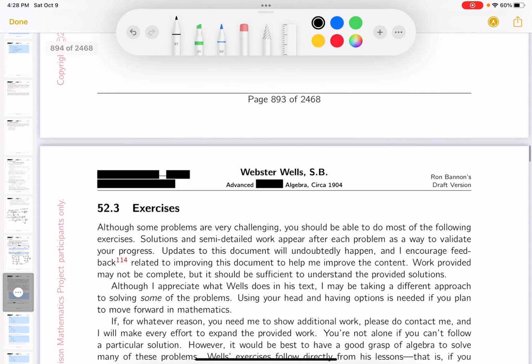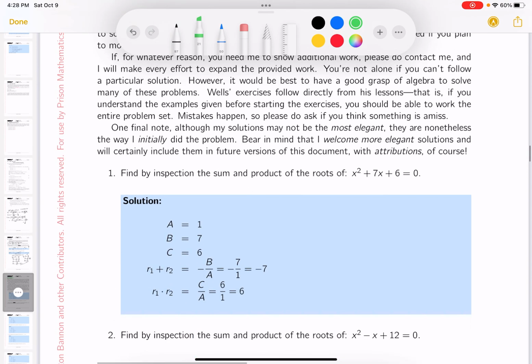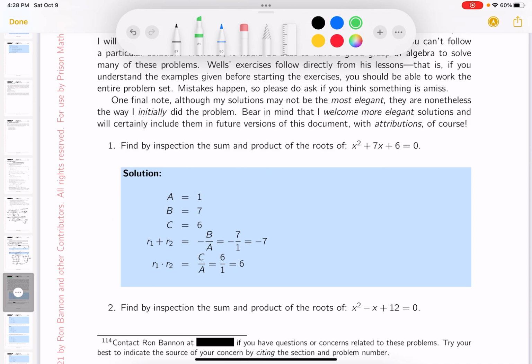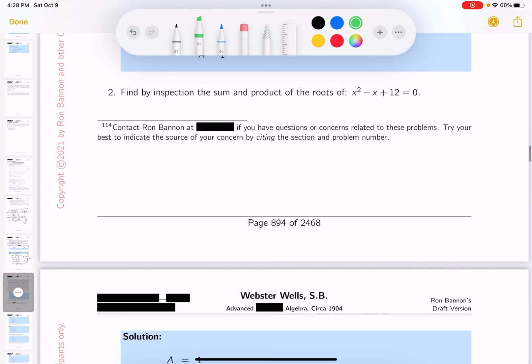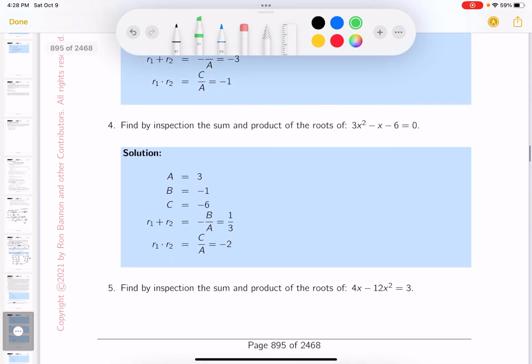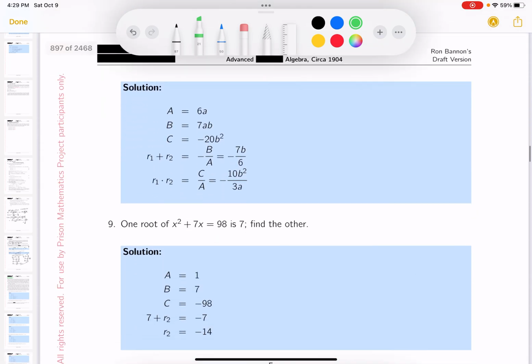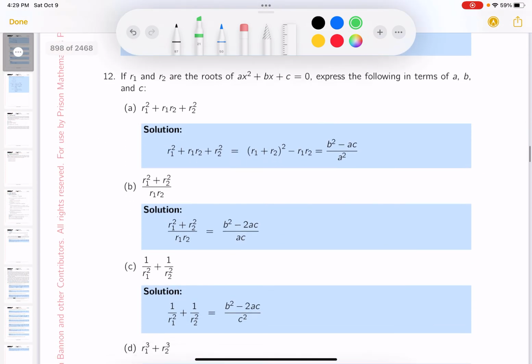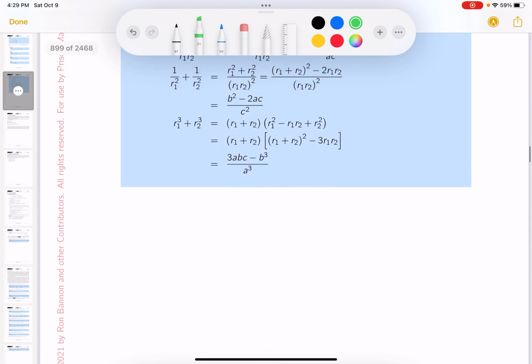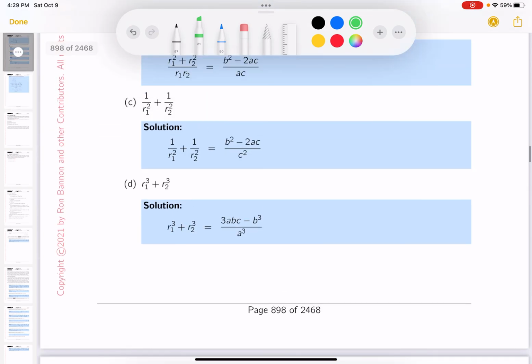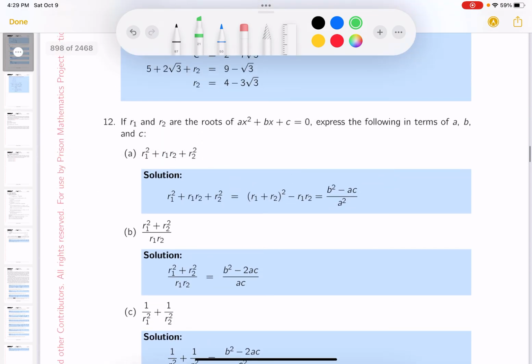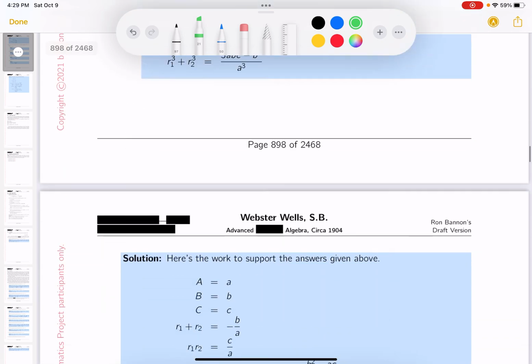What are you going to do now? Exercise. That's really important, both mental and physical. Find by inspection the sum and product of the roots. 2, find by inspection, oh, just more of those same old ones. There's more problems, though. You think through it. Maybe you're going to find some of these difficult. Who knows? I did them all, though. Yeah, some are tough. This one was a tough one for me. All right? Look at it. See if you can do it.